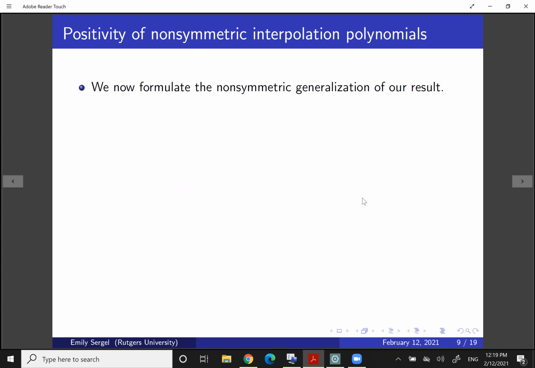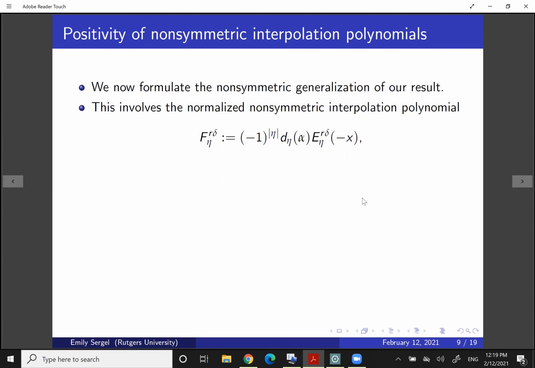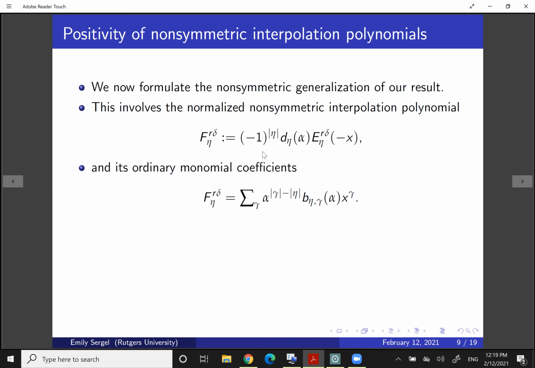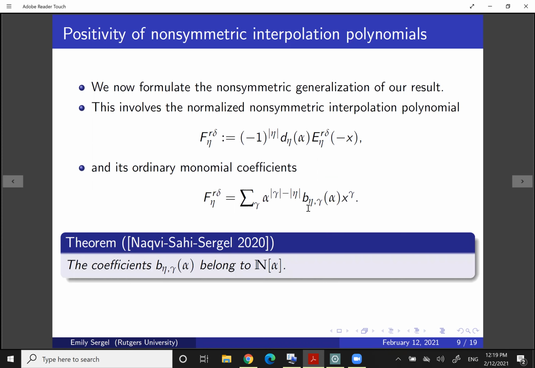And what about the positivity thing? I promised you positivity results. So the non-symmetric generalization of our main theorem now has to do with, you guessed it, a normalization of this guy. We have the same analogous coefficient out front, and we again send x to minus x, and we get this polynomial, which we're calling f here, f r delta eta. And now when we expand in the ordinary monomial coefficients and we adjust the appropriate multiple of alpha, then we get positive polynomial coefficients yet again.